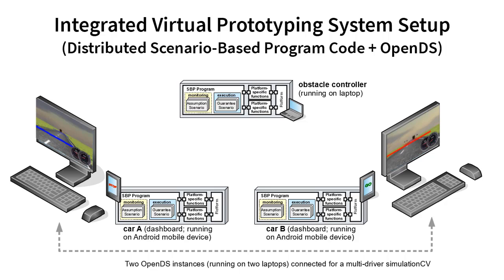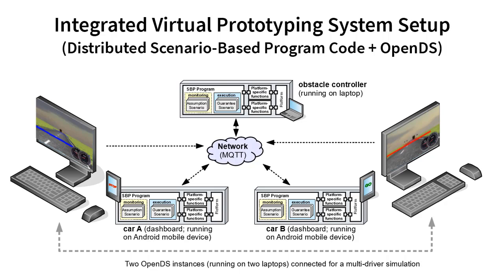The laptop represents a computing node of the road infrastructure. It executes the scenario-based program code of the obstacle controller. The system is distributed and exchanges messages via the MQTT protocol, an open message protocol for machine-to-machine communication. A simulation run may work as follows.